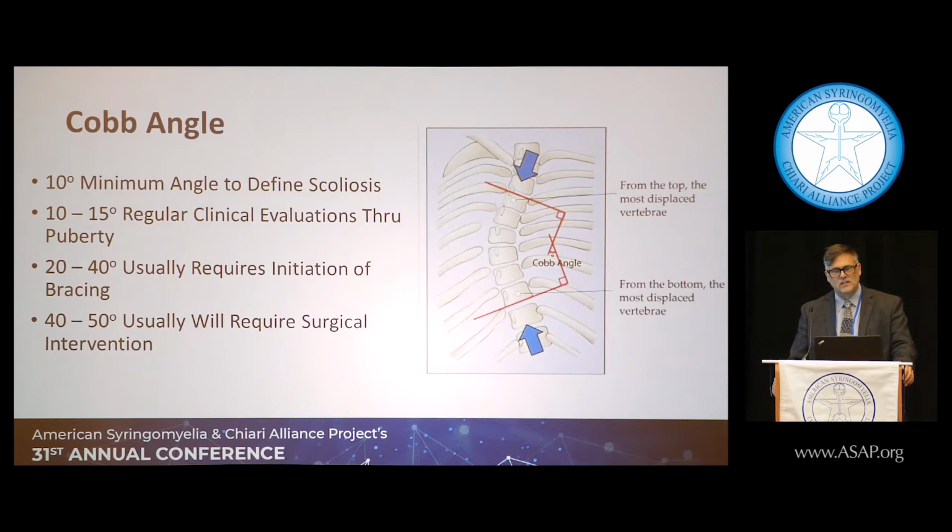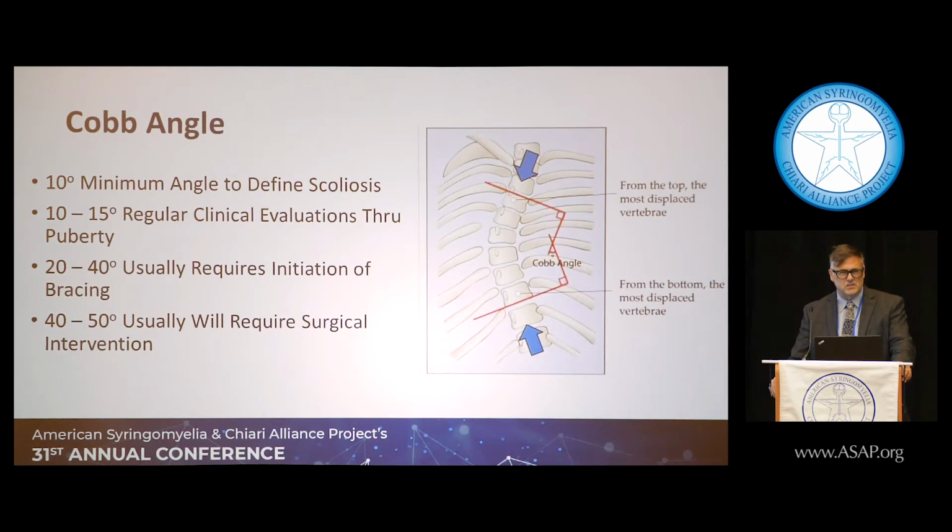The Cobb angle is one of the ways you determine whether somebody needs a fusion or not. At 10 degrees, that's the minimum that you use to define whether somebody has scoliosis or not. 10 to 15 degrees, you tend to follow these people through puberty. Once they're through puberty and done with their growth phase, they've pretty much run the gauntlet. 20 to 40 degrees usually initiates not only closer follow-up, but treatment in the form of bracing. And then 40 to 50 is where surgery becomes a major consideration.